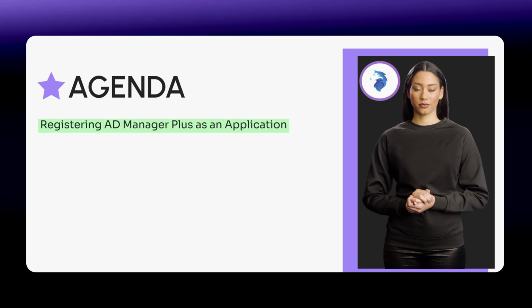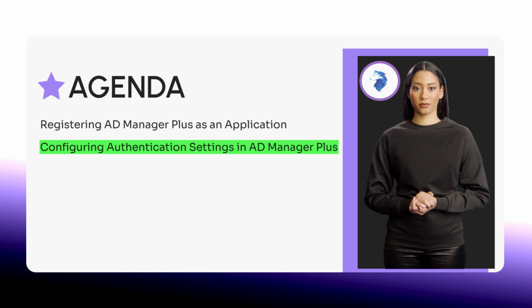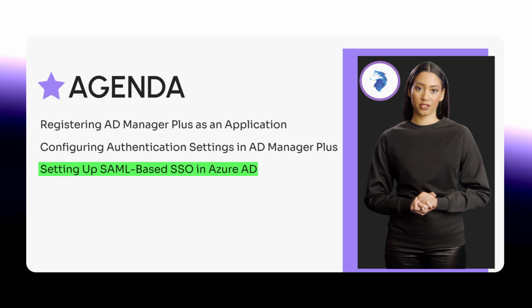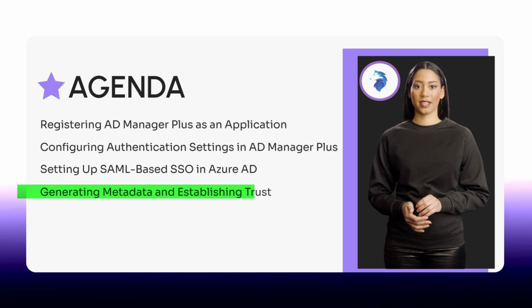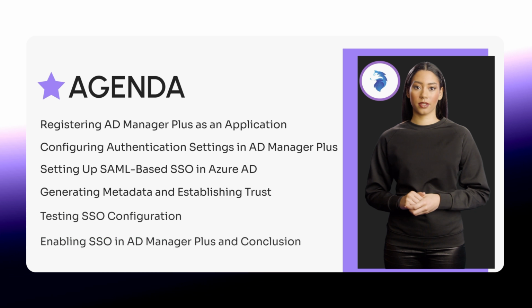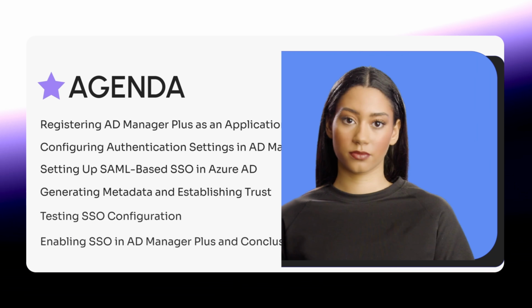Registering AD Manager Plus as an application. Configuring authentication settings in AD Manager Plus. Setting up SAML-based SSO in Azure AD. Generating metadata and establishing trust. Testing SSO configuration. Enabling SSO in AD Manager Plus, and conclusion.